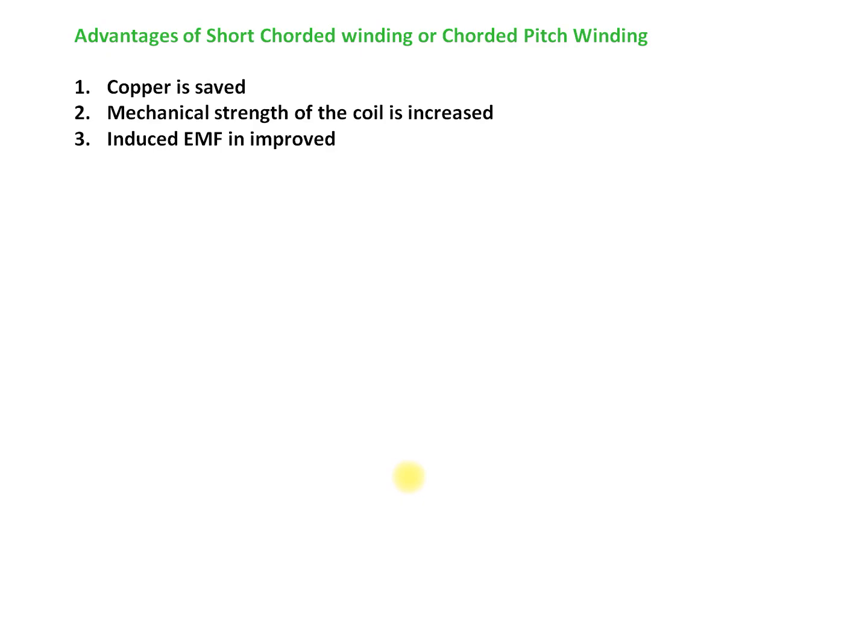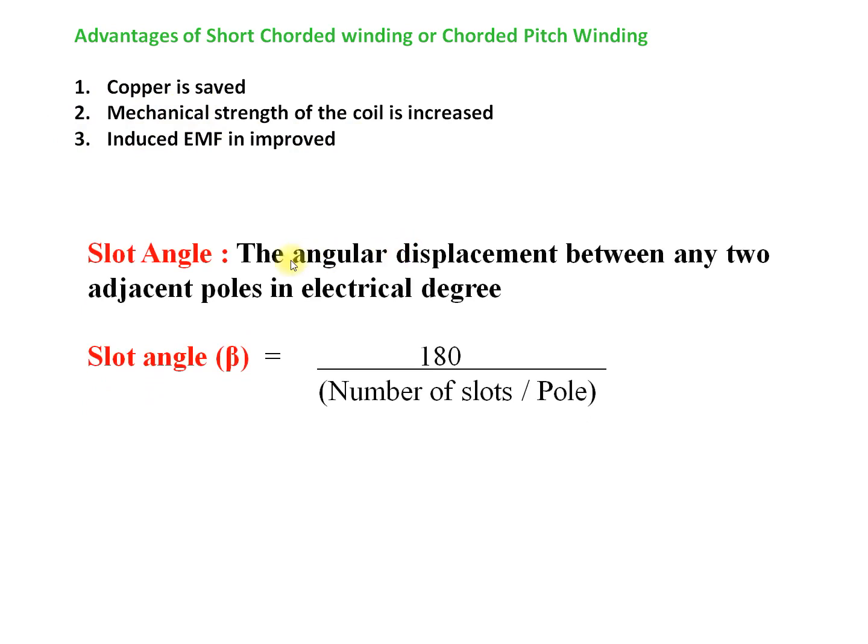So the advantages of the short chorded windings or the chorded pitch windings will be given here. The copper is saved. The second one is the mechanical strength is going to be increased and the induced EMF will be increased. So the slot angle is going to be defined as the angular displacement between any two adjacent poles in electrical degrees. So the slot angle beta will be the design factor, which is going to be calculated by 180 degrees divided by the number of slots per pole.